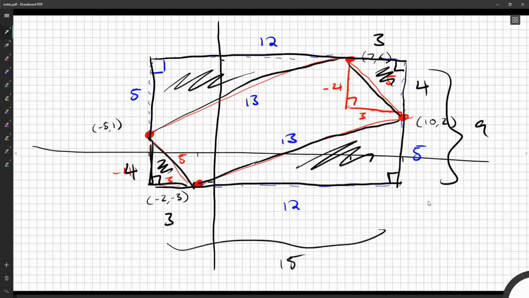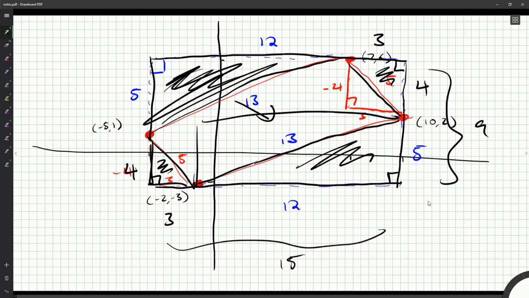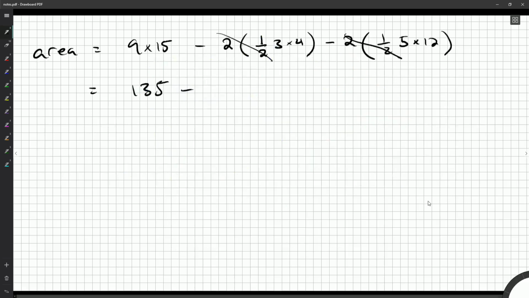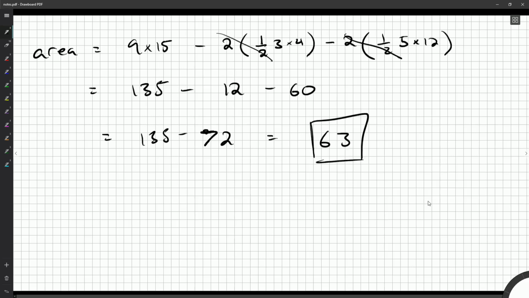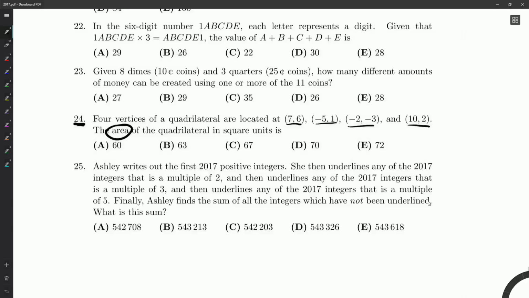Another way to see that is if I took this triangle up here and slid it along, it would fit into place here and make a 5 by 12 rectangle. We have a 3 by 4, so that's 12, and a 5 by 12, that's 60. So we need 135 minus 72. That's going to end in a 3 and start with a 6. So we're looking for an area of 63. So 63, there it is.